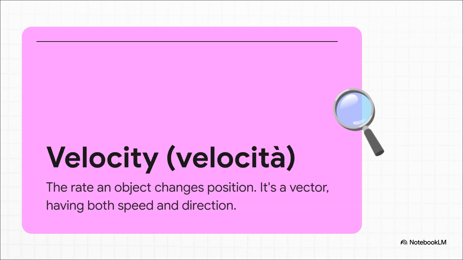Okay, so how fast are you changing your position? That's where velocity comes in. And this is a huge one. We use speed and velocity all the time like they're the same thing, but they're not. Speed is just a number, how fast you're going. Velocity, well, it's a vector. It's how fast you're going and in what direction.